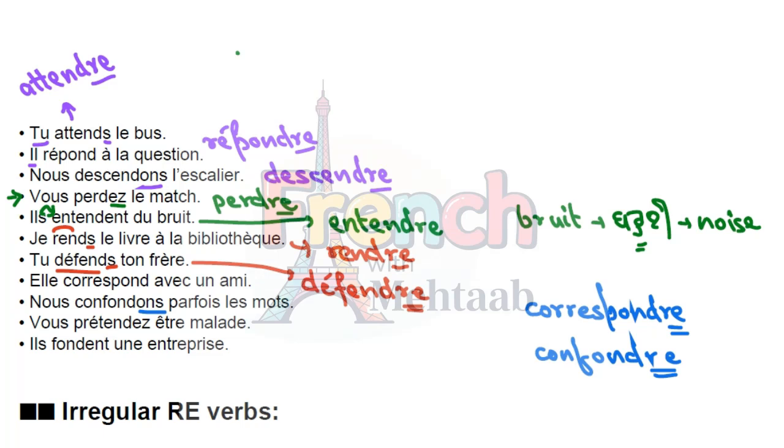The next sentence is vous prétendez être malade. Être means be, malade means sick. Okay, the verb used here is prétendre.